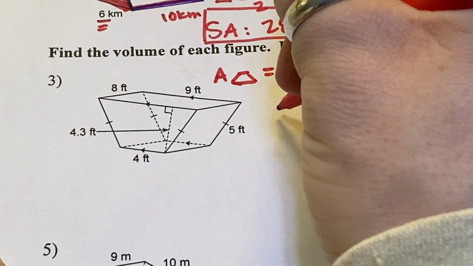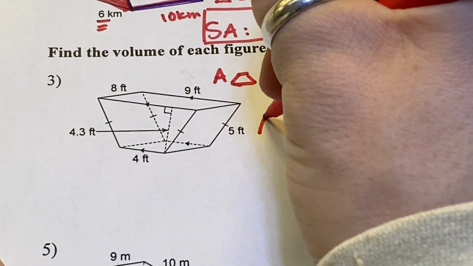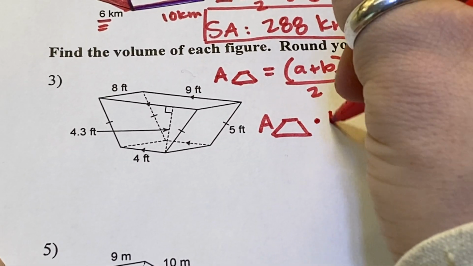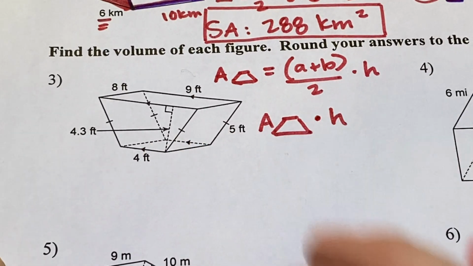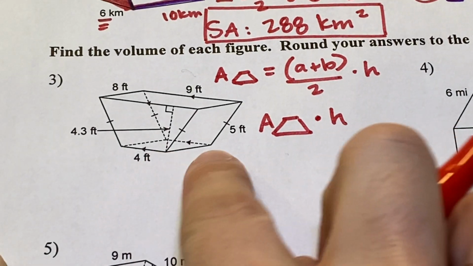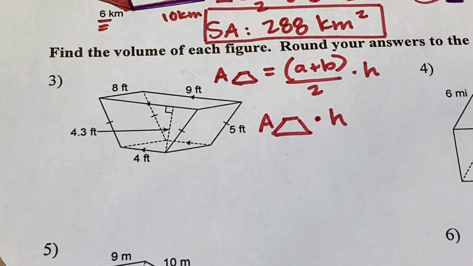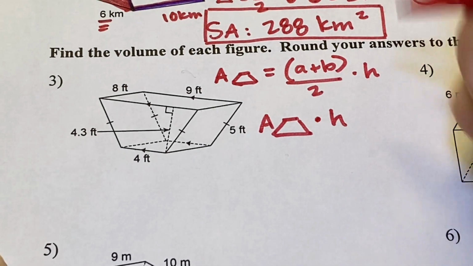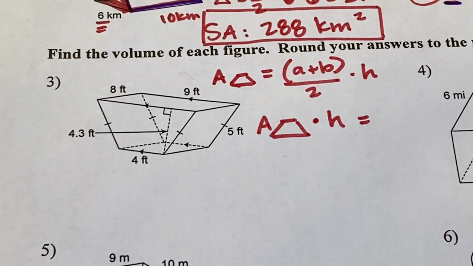Okay, and then you need to multiply that number. So I'm going to say the area of the trapezoid multiplied by the height of the entire prism, so how tall this prism actually is. Alrighty. So let's go ahead and do that.